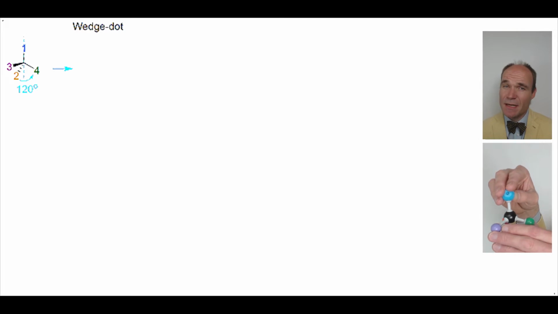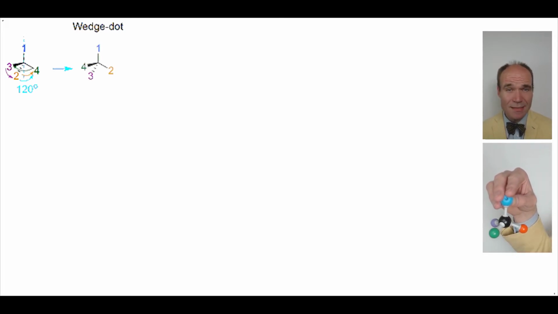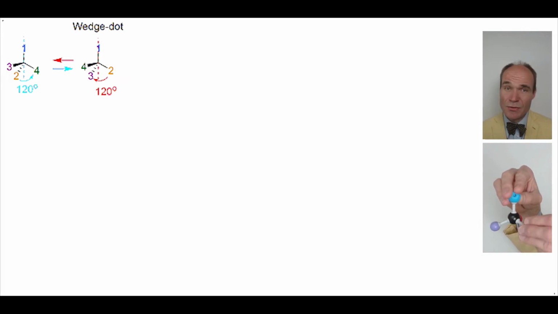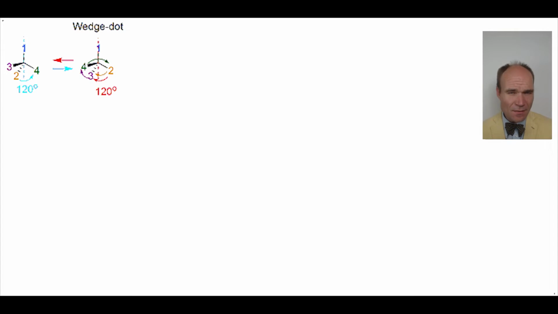If we rotate about the carbon 1 axis by 120 degrees clockwise, 2 moves to the original 4 location, 4 moves to the original 3 location, and 3 to the 2 location. Naturally, this can be reversed with a 120 degree anti-clockwise rotation. The 3 substituents exchange positions. These 2 representations are the same molecule.